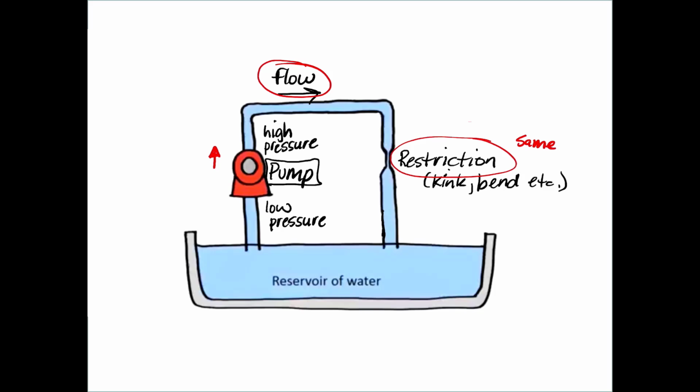Higher pressure means you're going to have more flow. There's a direct relationship between the pressure and the flow. Increased pressure, flow goes up. Decreased pressure, flow goes down.